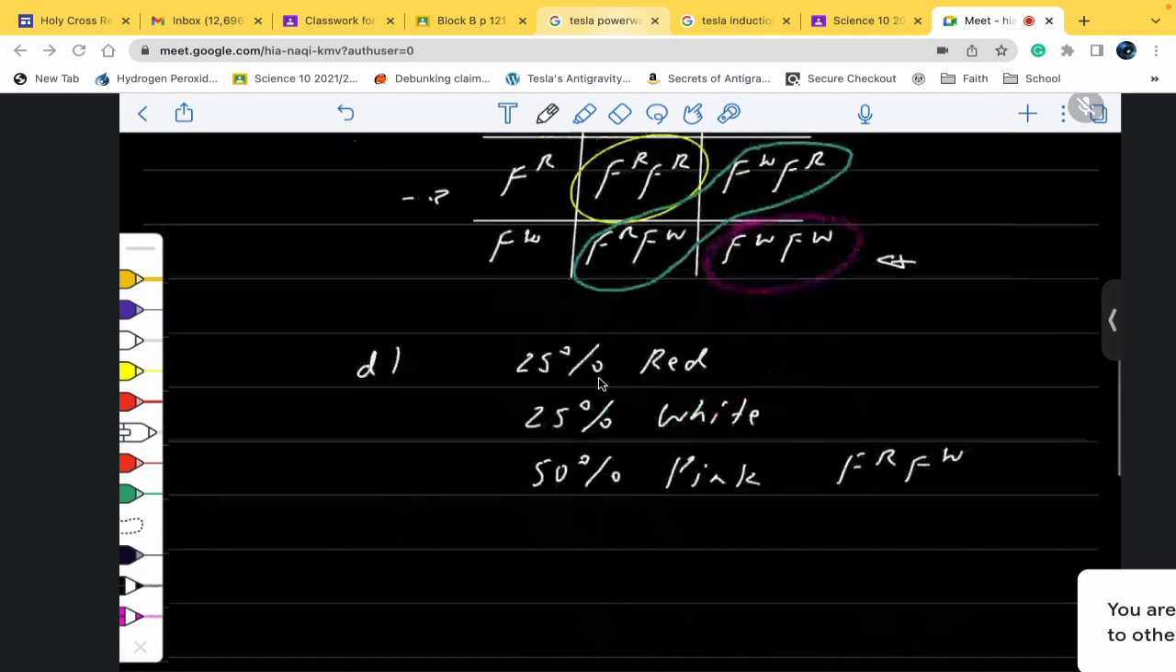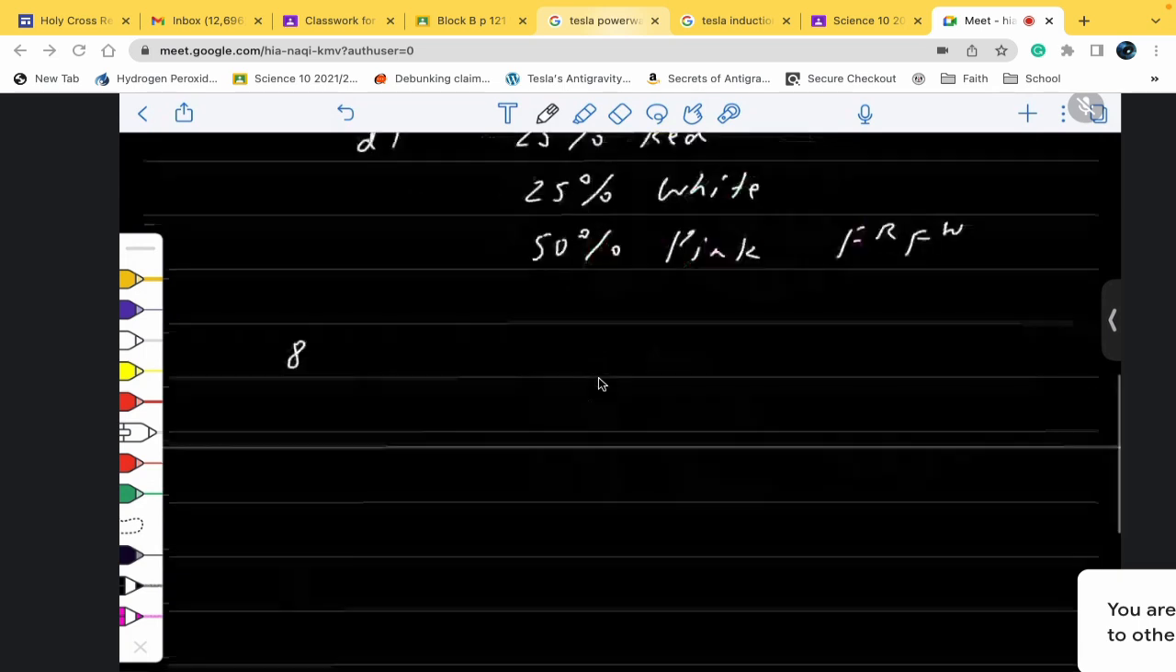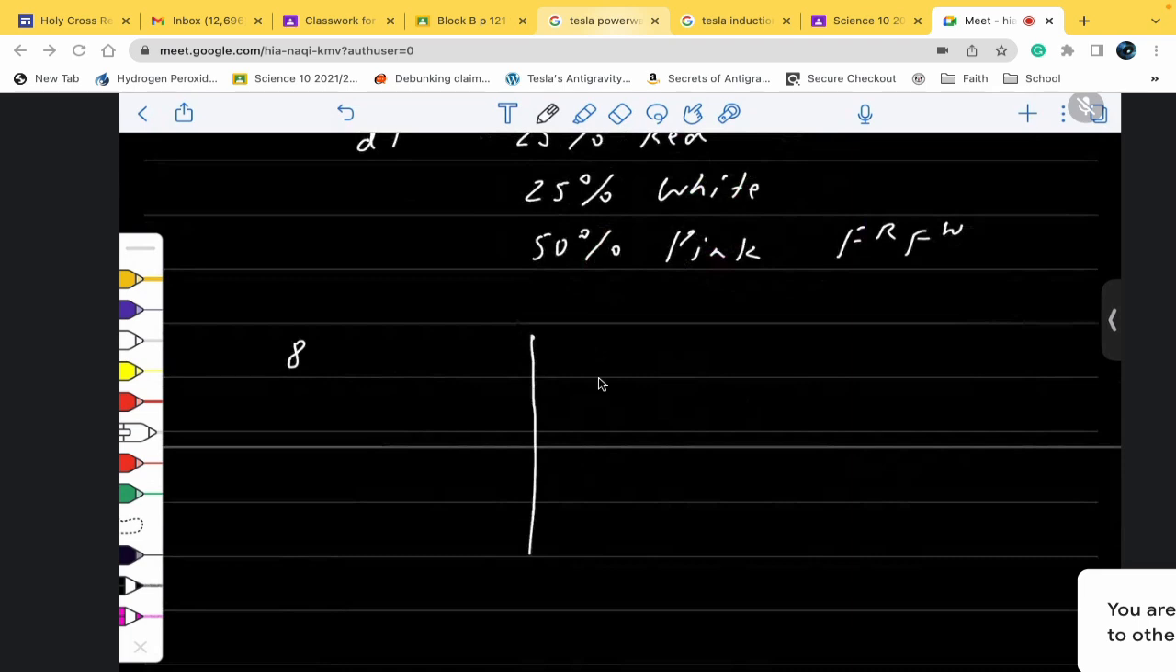Okay, number 8. Read it to yourself. I'll go through it in a sec here. So this has to do with colored rabbits. Okay, and I'll cross the gray with the white. We need a Punnett square for that.